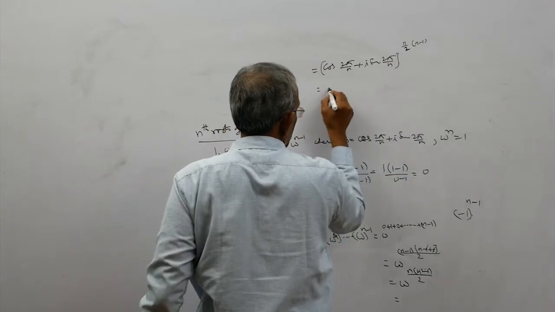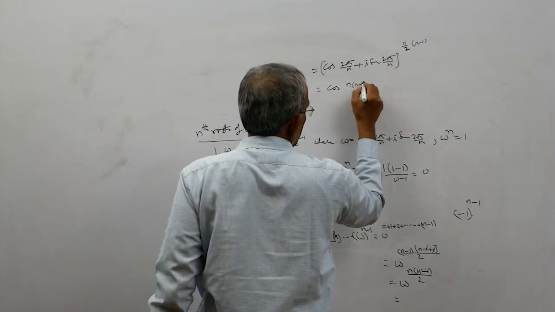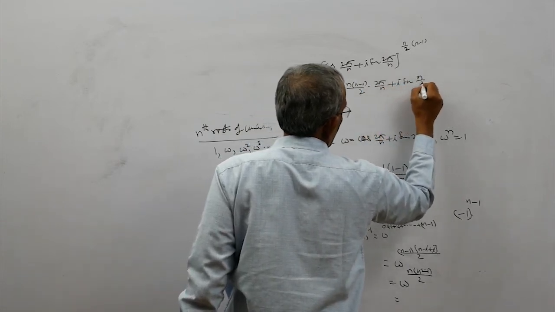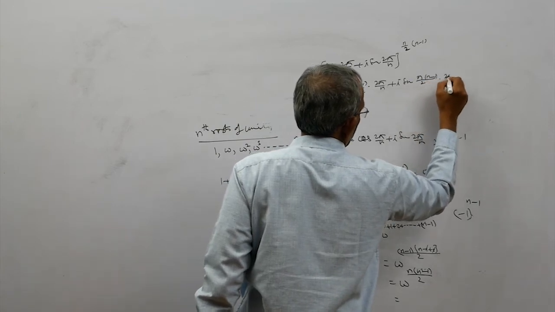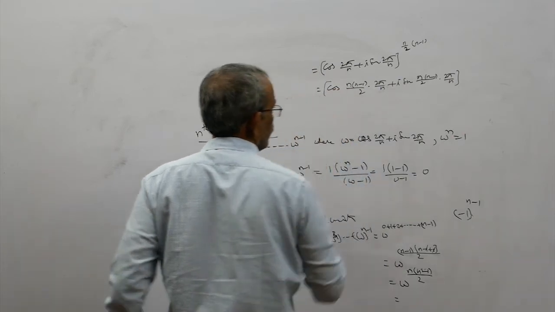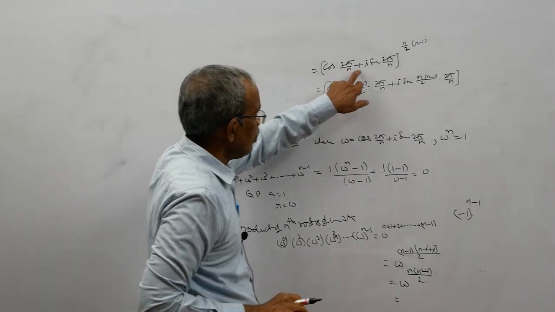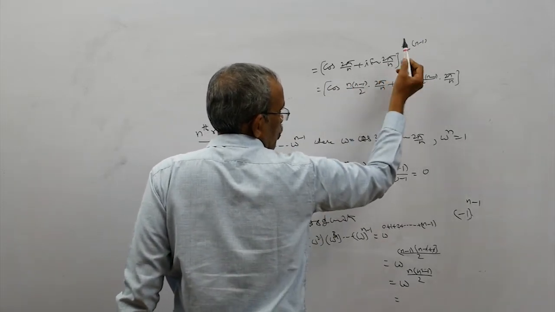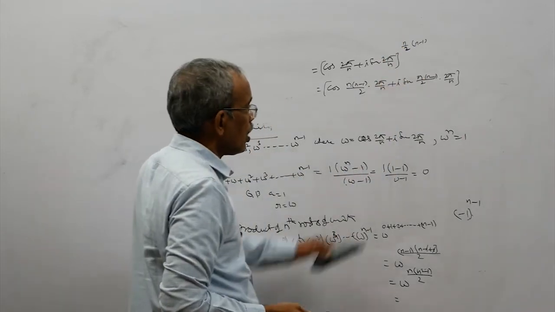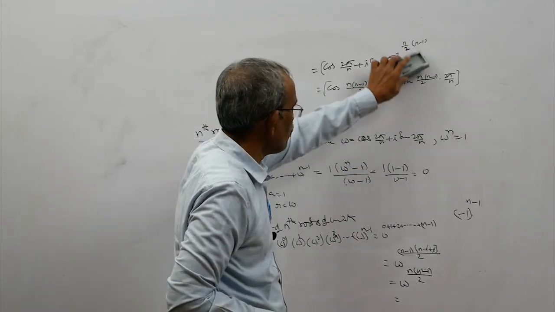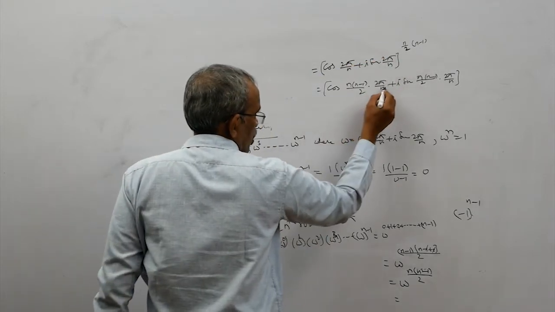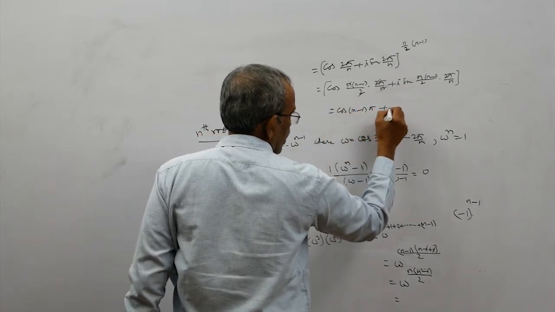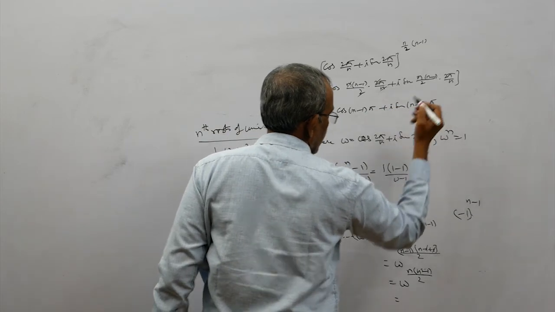n into n minus 1 by 2. Here, cos of n into n minus 1 by 2 into 2 pi by n plus i sin of n into n minus 1 by 2 into 2 pi by n. By De Moivre's theorem, cos theta plus i sin theta whole to the power of n, where n is an integer or rational number, we know that this is one of the values. This is equal to, n cancels, 2 cancels, cos of n minus 1 pi plus i sin of n minus 1 pi.